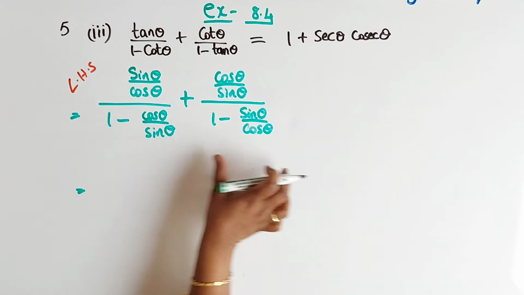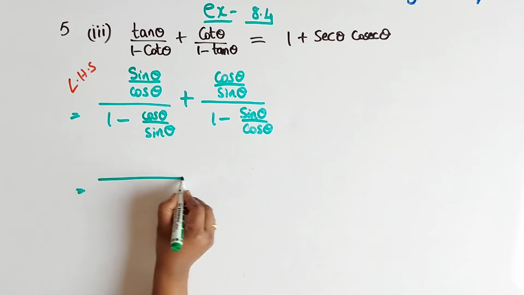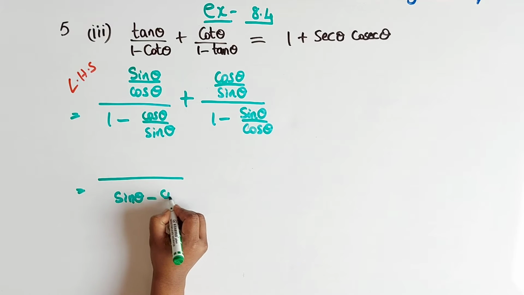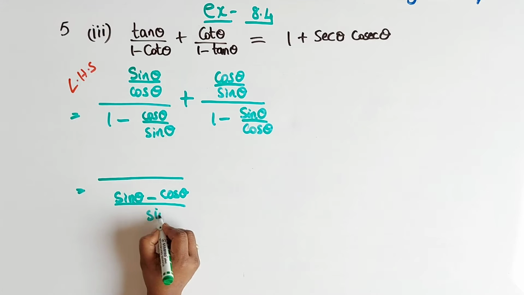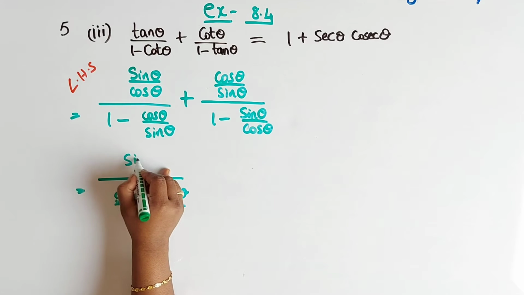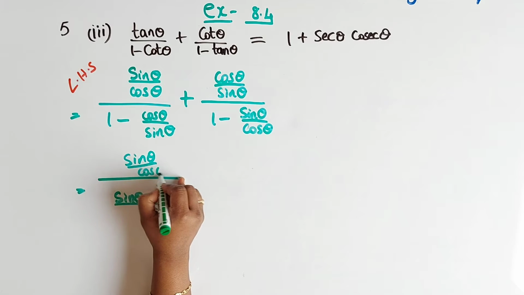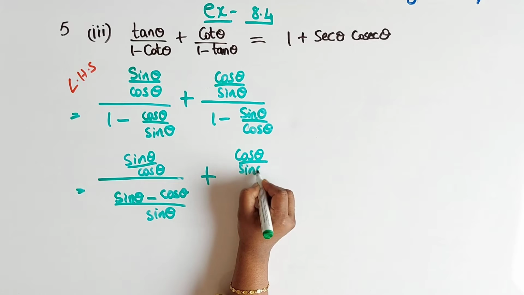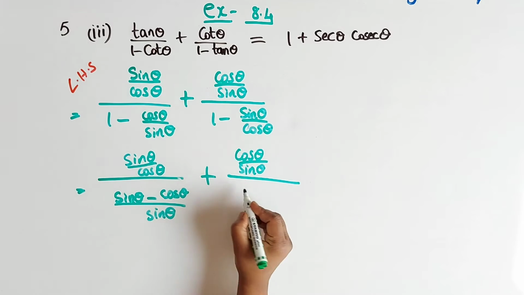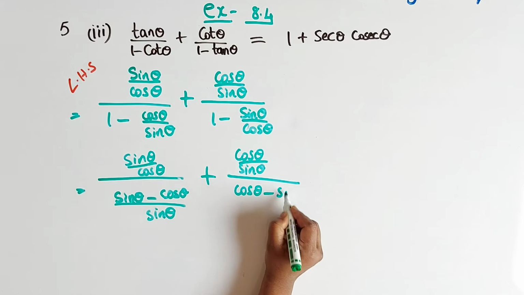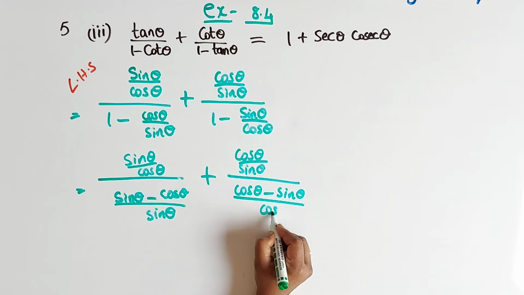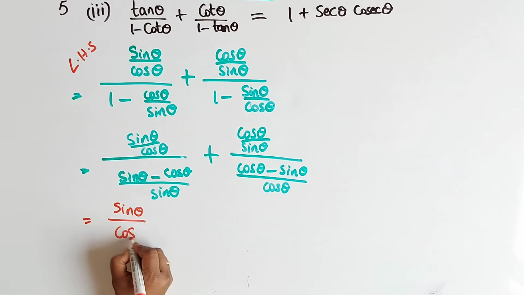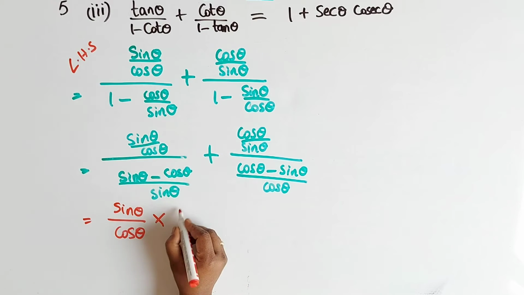Now solve the denominator part, children. Here sin theta minus cos theta by sin theta, and here sin theta by cos theta. Plus, here also the same thing: numerator cos theta by sin theta, divided by, solve the denominator part, cos theta minus sin theta divided by cos theta. Correct, children? I am writing sin theta by cos theta as it is, into the reciprocal.